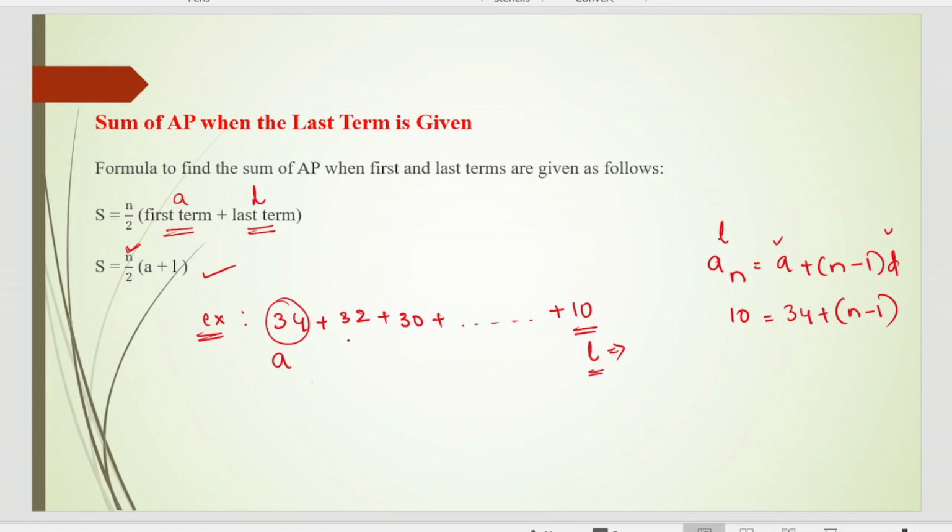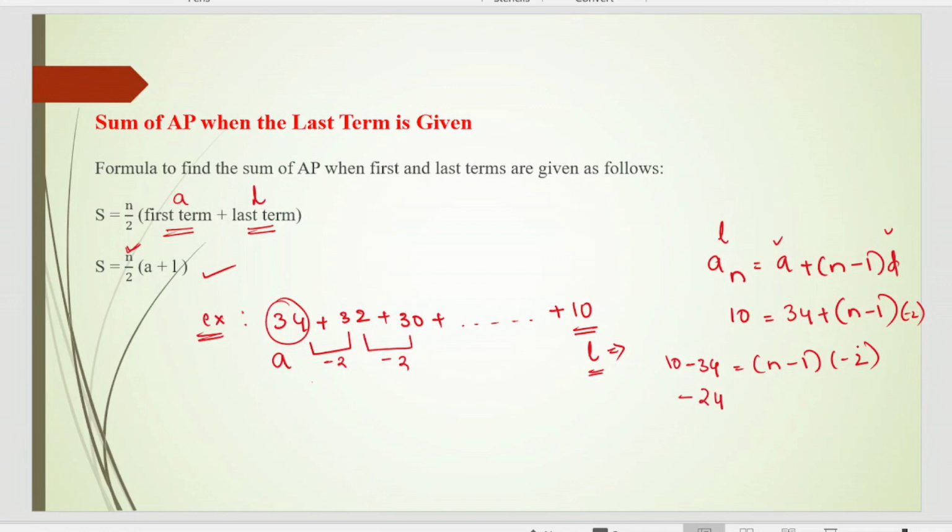What is the common difference? 32 minus 34 is minus 2. 30 minus 32 is minus 2. Right? The common difference is minus 2 here. So I'm just taking this 34 to the left-hand side, which becomes 10 minus 34 is equal to n minus 1 of minus 2. So what is 10 minus 34? Which is minus 24.